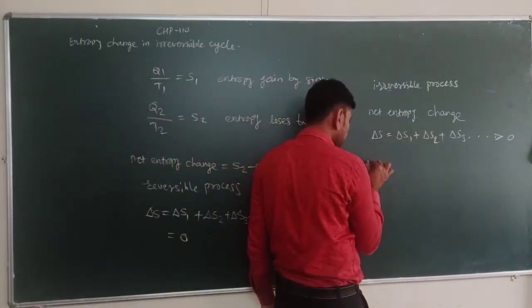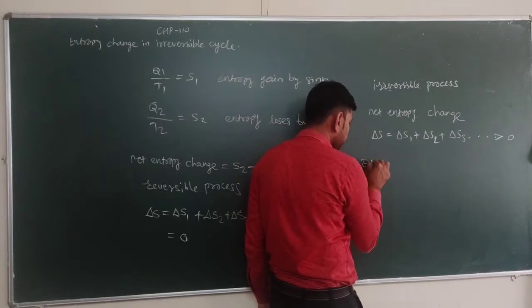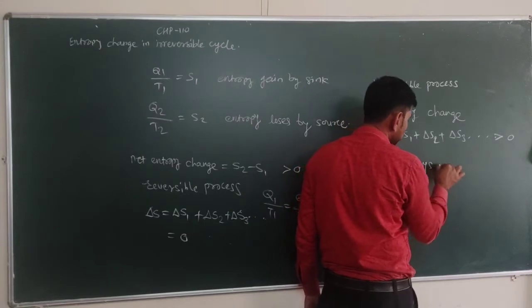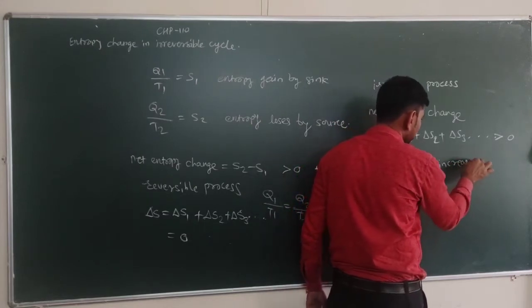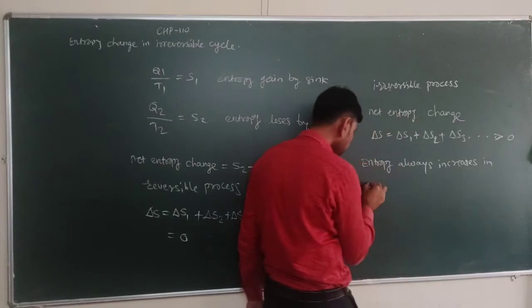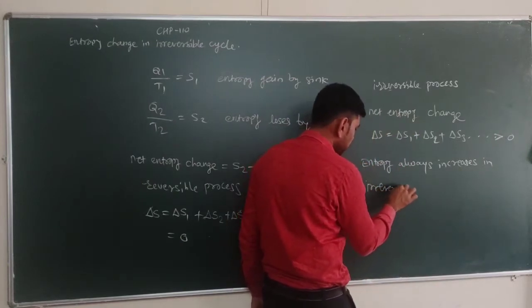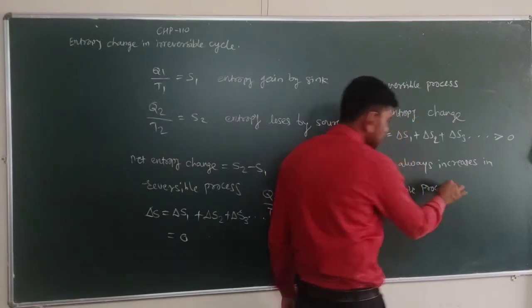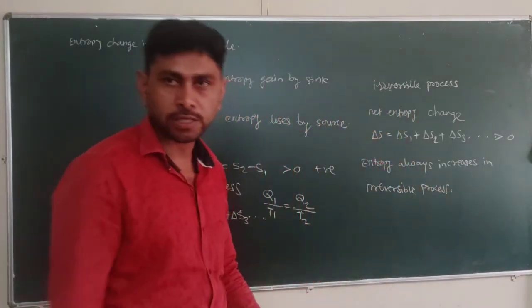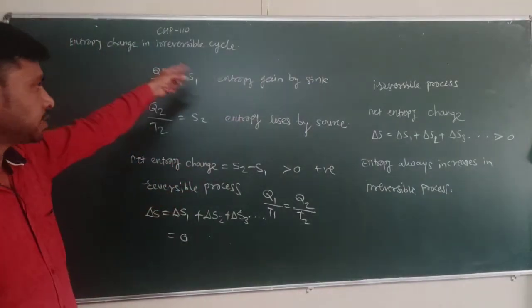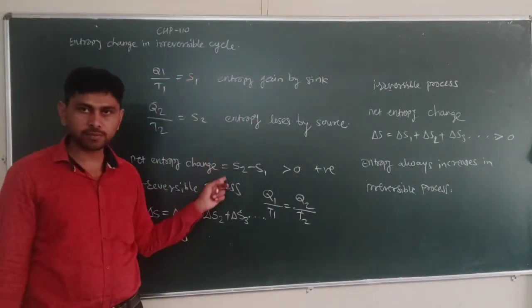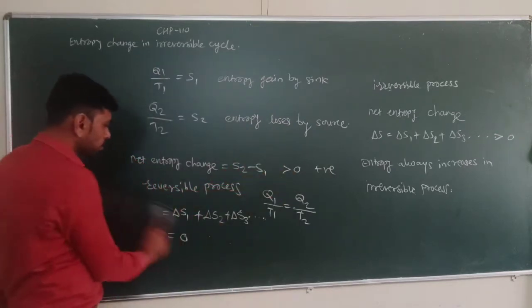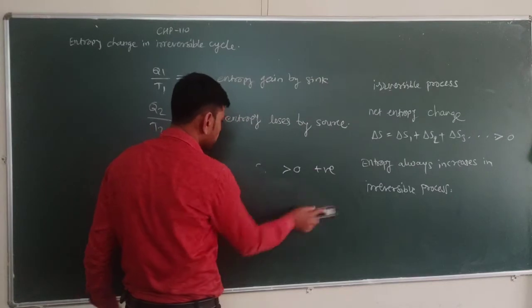So from this we can write that entropy always increases in an irreversible process. So this is the entropy change in an irreversible cycle. In an irreversible cycle, there is always an increase in entropy. So an irreversible process is always associated with an increase in entropy.